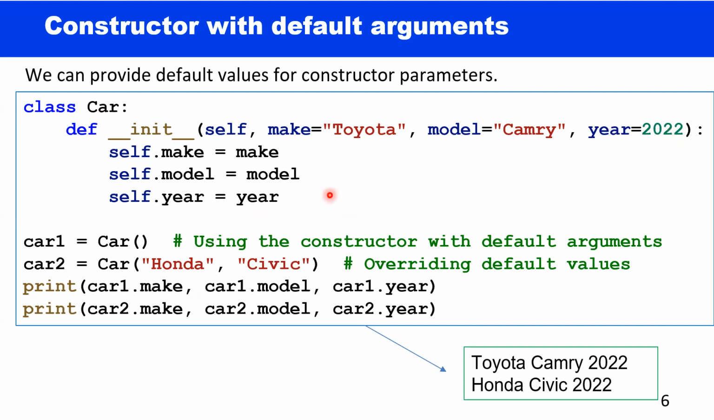So, in case of a constructor with default arguments, if the arguments are not passed whenever an object is instantiated, it is going to take the default arguments that are defined in the constructor. And if we pass the parameters, the default arguments are going to be overridden.